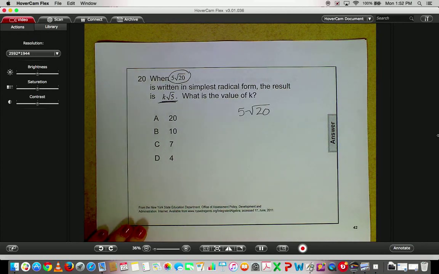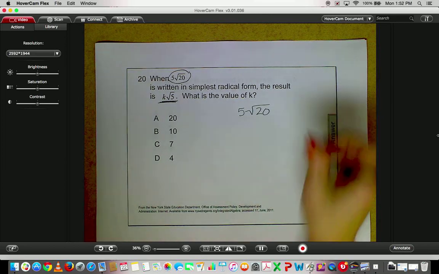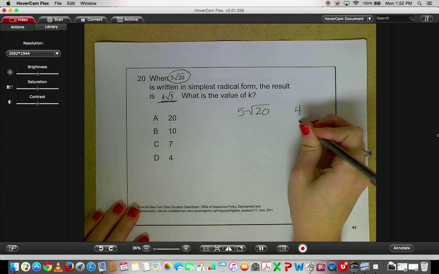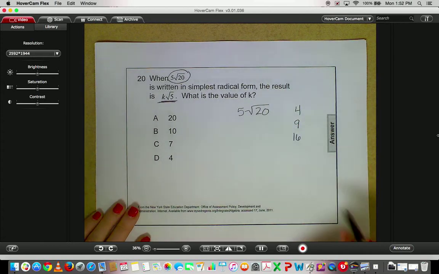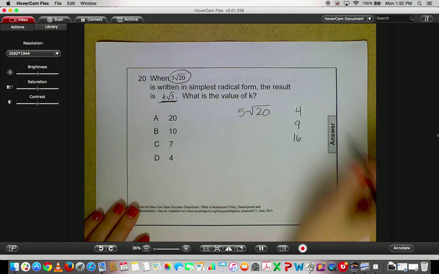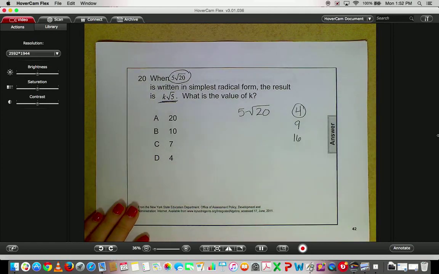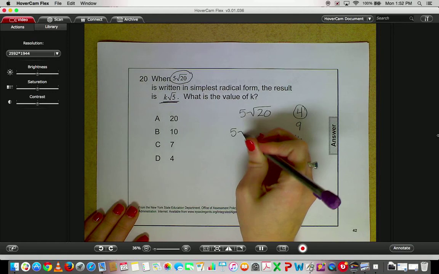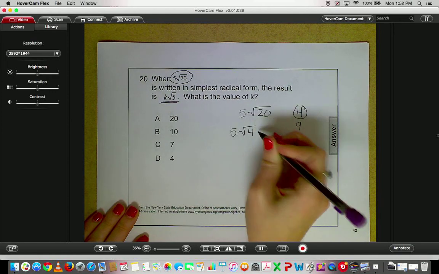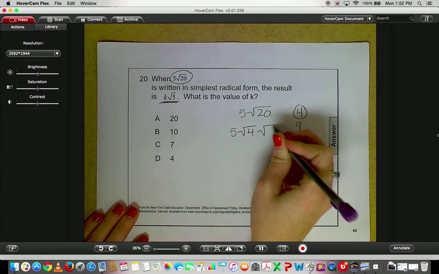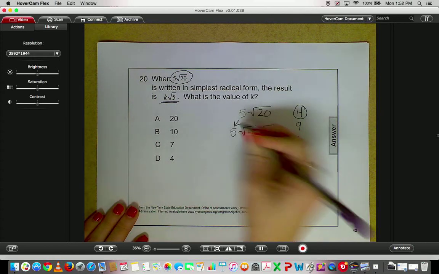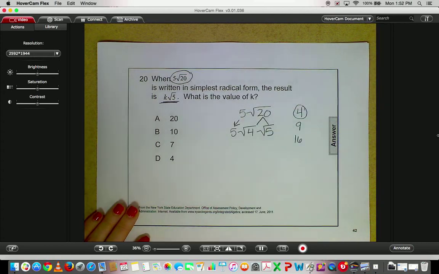Now I want you to think, what's the largest perfect square that goes into 20 out of the list that we have? Obviously, it has to be less than 20. Out of these three numbers, the only one that goes into 20 is 4. So you should have 5 times the square root of 4. 4 times 5 is 20. So times the square root of 5. We brought this down, and then 4 times 5 is 20.